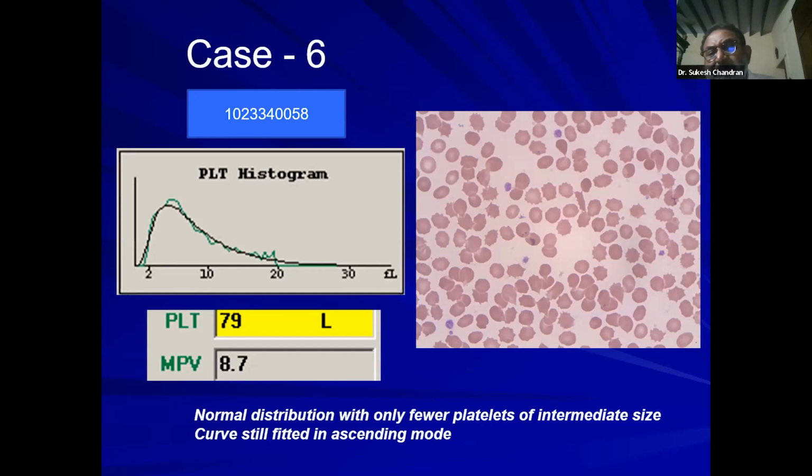Even if I look at the peripheral smear, you can see there are a few large platelets. It's not that everything is normal platelets. There are large platelets, but the histogram has accommodated them. And even if I do a manual platelet count, it is not going to improve the platelet count.